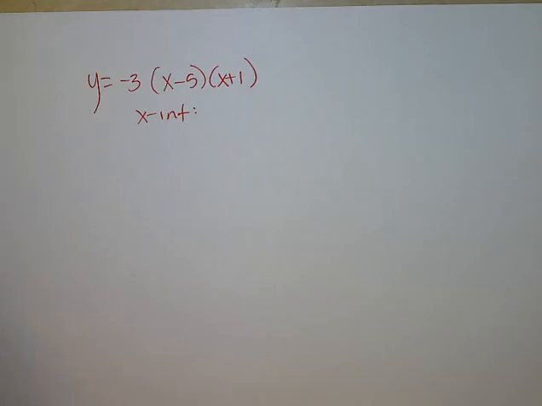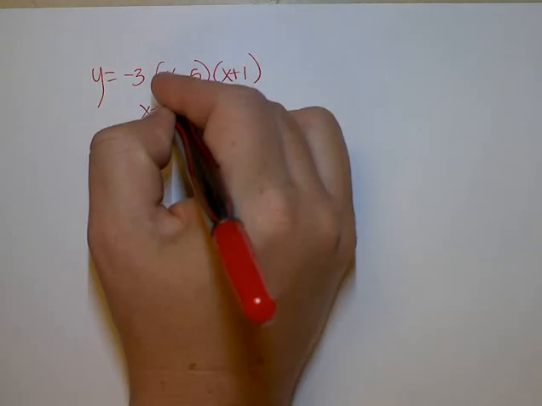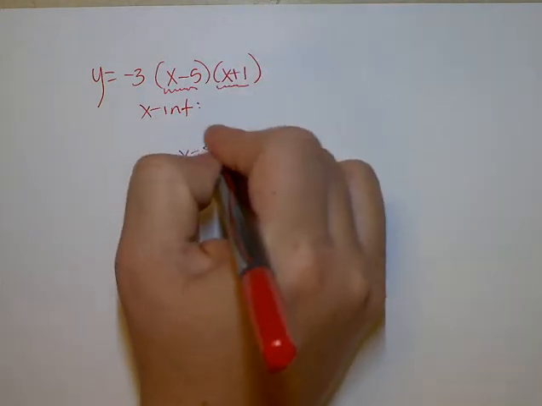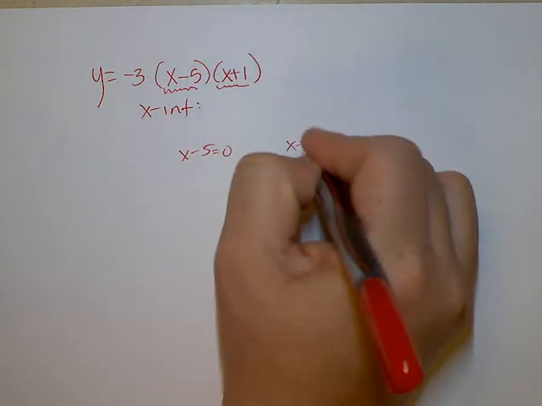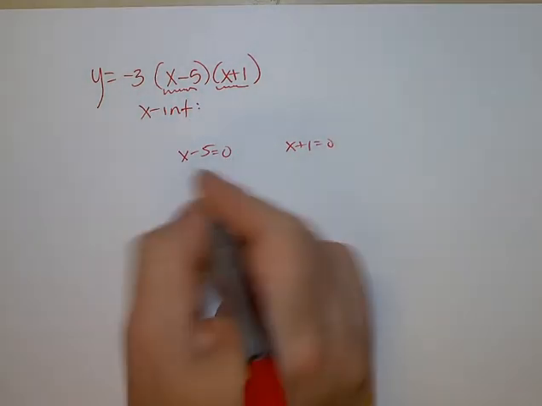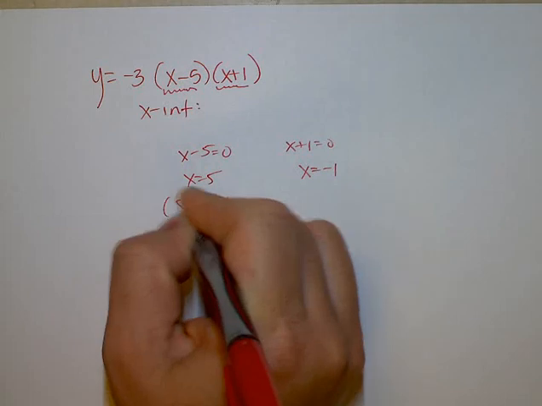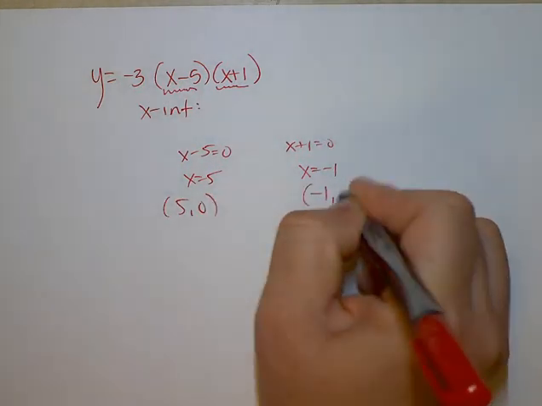Okay, how do we find them out? Well, the good thing about factored form is we can easily identify the x-intercepts. X minus 5 equals 0, and x plus 1 set equal to 0. Add 5 to the other side, subtract 1 to the other side. 5, 0, and -1, 0 would be your x-intercepts.